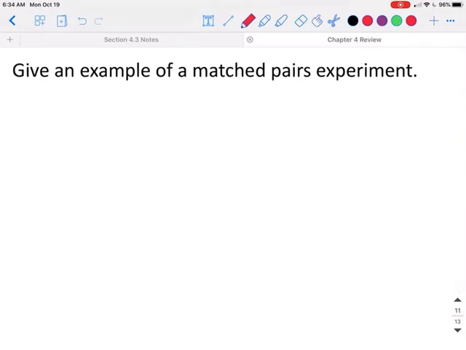Give an example of a matched-pairs experiment. There are 2 different ways we can do a matched-pairs experiment. One is having one individual do both treatments of an experiment and comparing the results for that one individual. The other type is matching 2 people who have similar characteristics and assigning one of each to the 2 different treatment types and then comparing those 2 individuals.